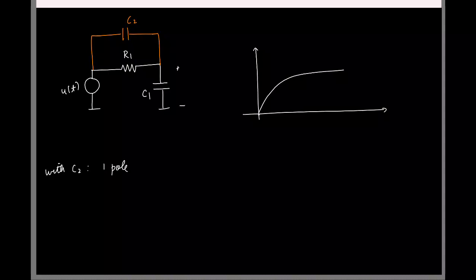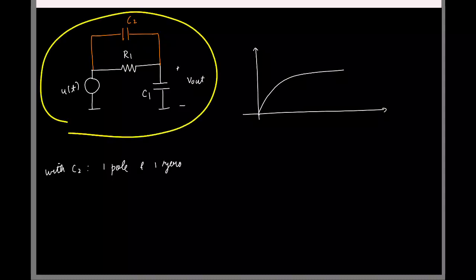Okay, this is the output. Good question. This is the output. Do we have a zero? We do, right? I can basically short this guy. And even otherwise, you can see we have two paths with different phases. So we do have a zero. For this circuit, can you tell me how the step response will look?